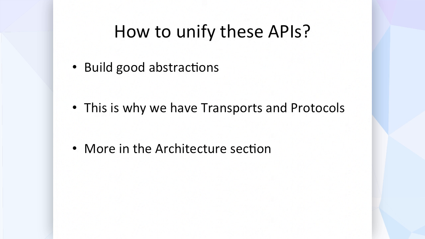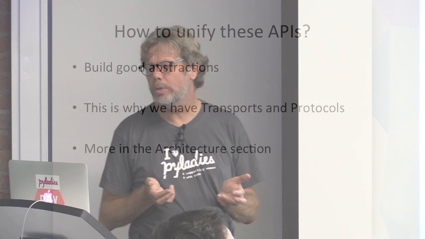So what can you do? How can you unify those completely different paradigms? Obviously, you have to come up with the right abstractions. And it turned out that if you think about it, the proper abstractions are very close to what were called protocols and transports in Twisted, and that's what we're calling them in Tulip. And I have much more about that in the architecture section.